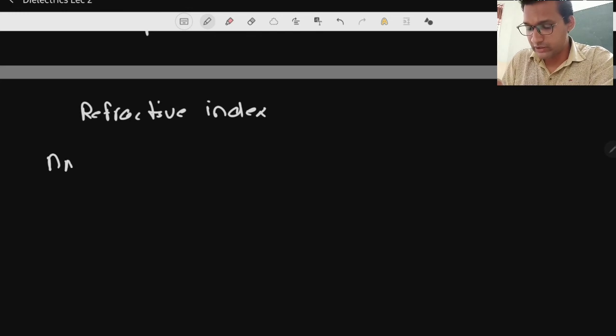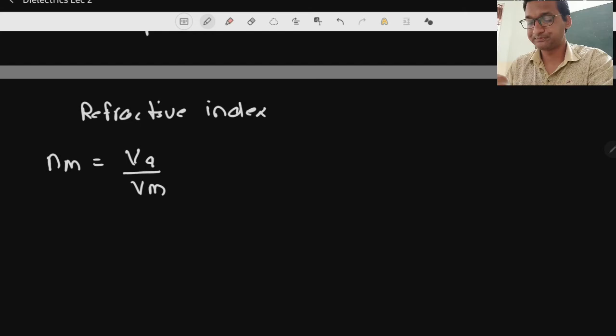As we know, the refractive index of a medium is equal to the velocity of light in air divided by the velocity of light in the medium. When light travels in different mediums, its velocity decreases. Velocity in air we can approximately take as 3 into 10 raised to 8 meters per second. When it travels in different mediums like water or oil, its velocity will decrease, and the refractive index is the ratio of these two velocities.